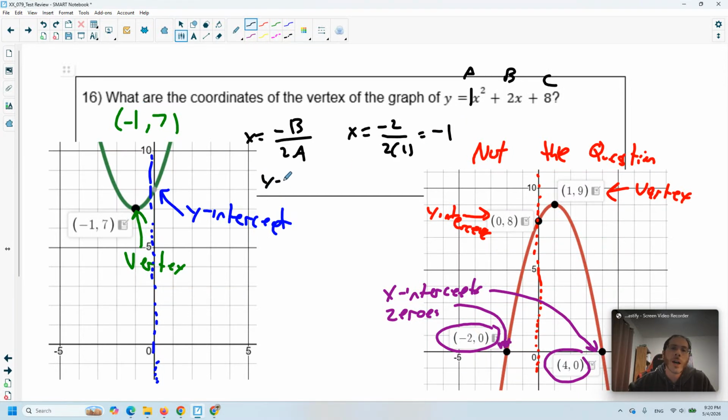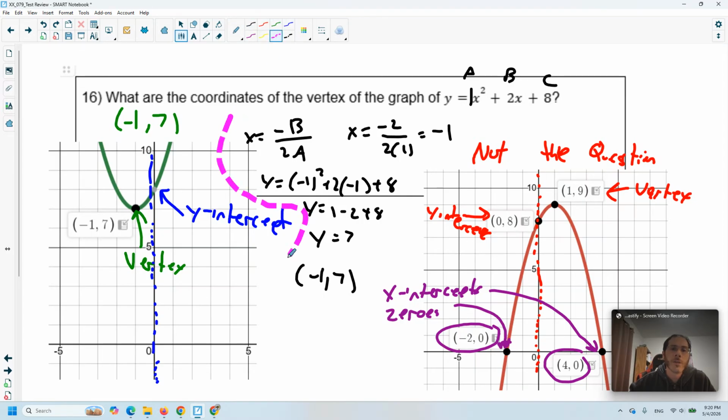And then to figure out the y, we just plug in the negative 1. Negative 1 squared plus 2 times negative 1 plus 8. So that's going to be 1 minus 2 plus 8, y equals 7, and we get negative 1, 7. So if you want to do it by hand, again, we did not do it by hand in class. I don't even think we saw that formula on the little review guide that we did when we did a, b, and c with the quadratic formula. But we do have a formula if you do want to do it by hand.